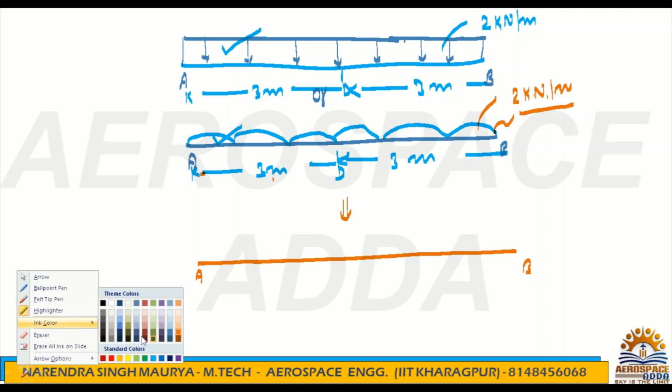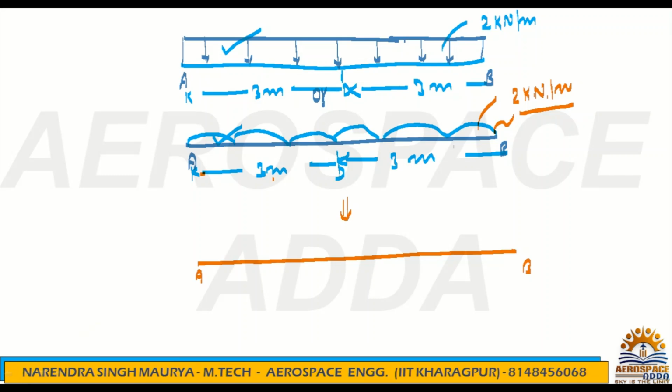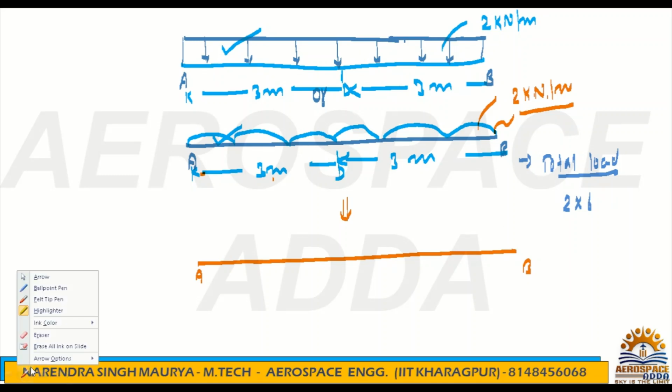So first you check the intensity of the load. What is the total load? So total load of the UDL. See here, they said 2 kilonewton per meter, and the total distance between A to B is 6 meter, 3 plus 3, 6 meter. So 2 kilonewton into 6 meter. I'll write with the unit so it will be more clear to you, because I'm trying to explain very basically, so you should learn this.